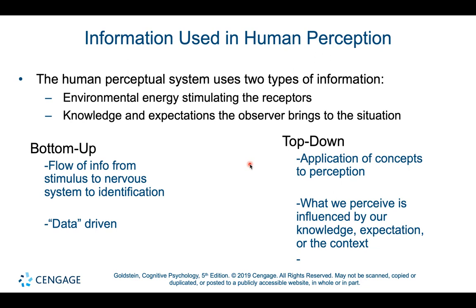It's the data from the environment being combined with the information you already have stored in your brain, your knowledge, your experience, your expectations, and the context. All of this meets in the middle, and that's where perception happens.